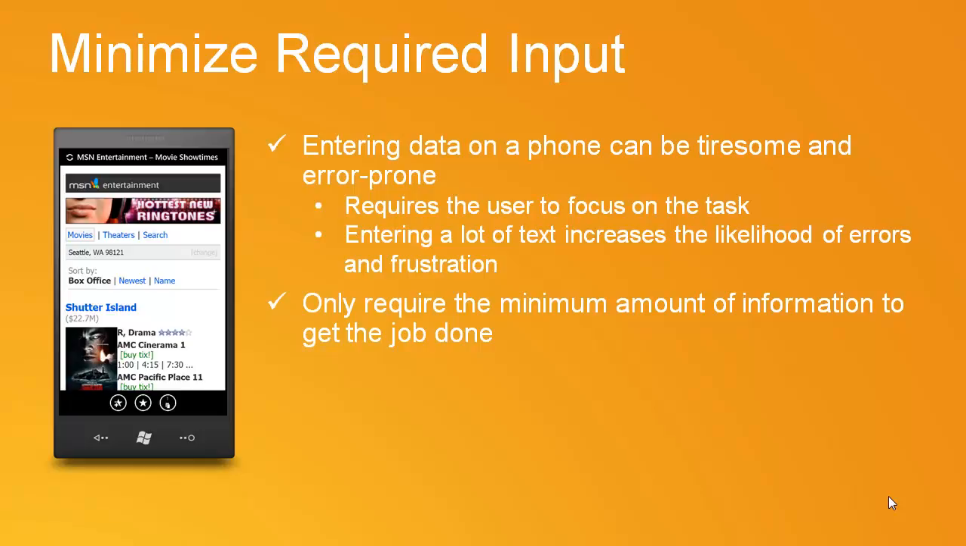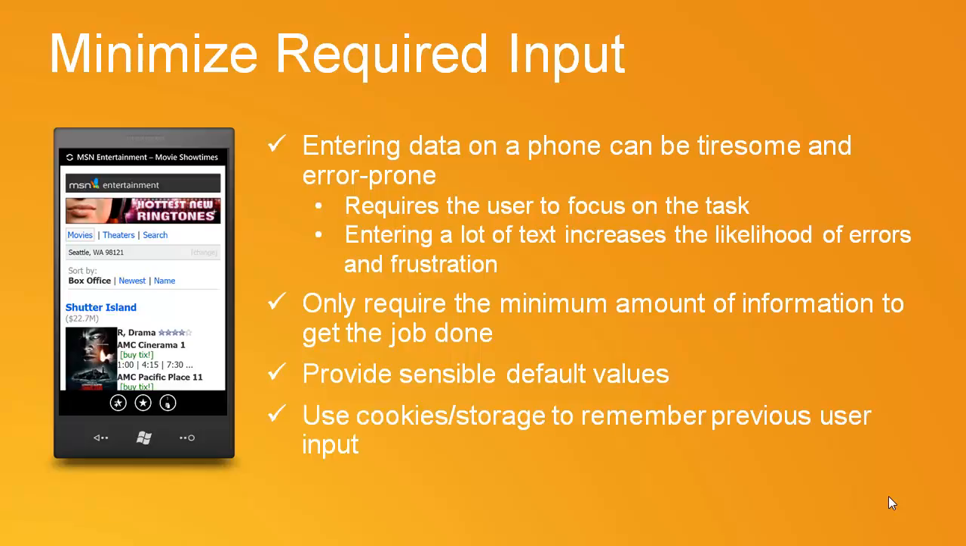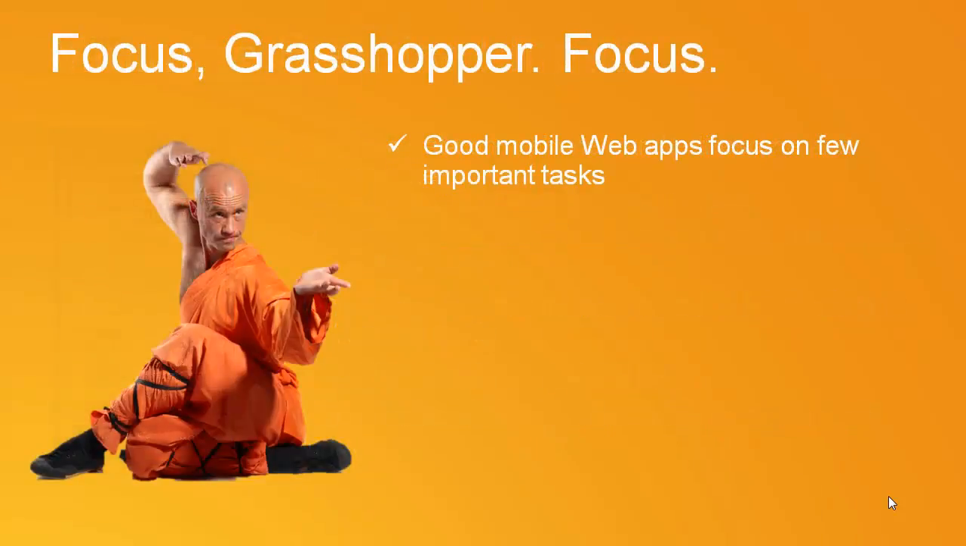Try to use the KISS rule here. You want to provide the user with the best and quickest experience you can, and provide sensible default values. That means the user can just leave it there and then just move along very quickly around the forms if they need to, and try to use cookies or storage to remember previous user input. That means make your applications a little bit smarter, and that's not adding too much complexity to it.